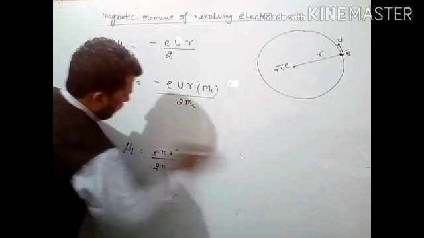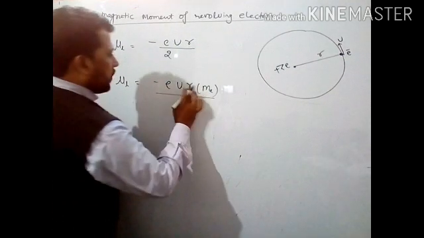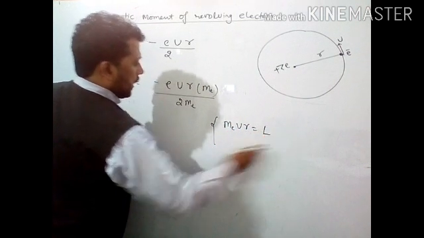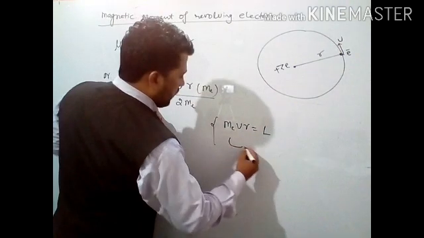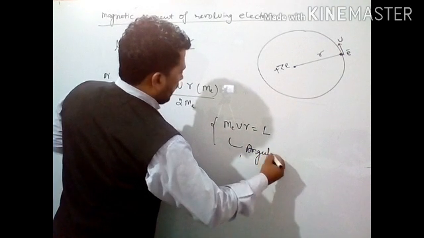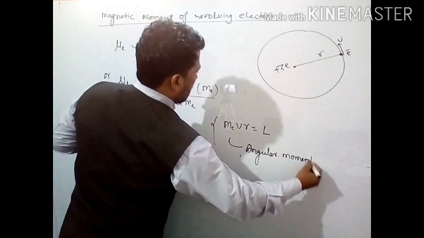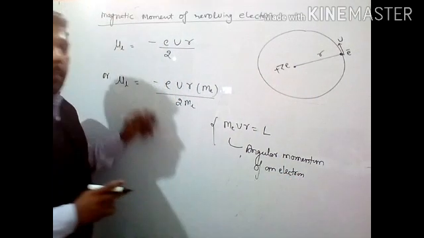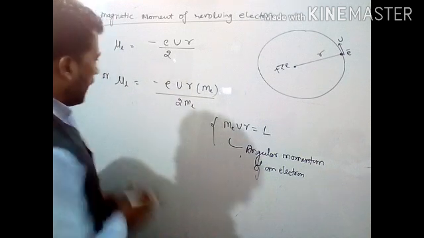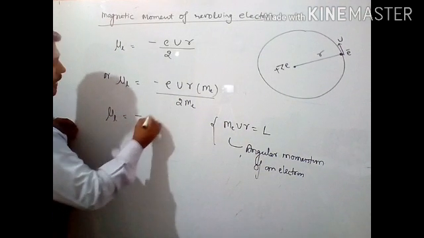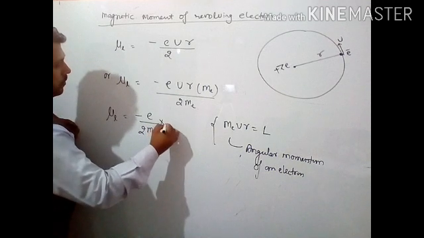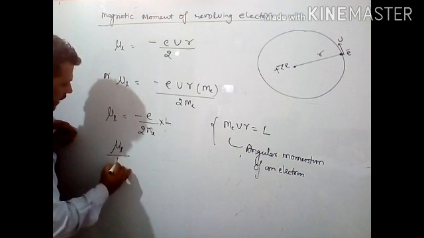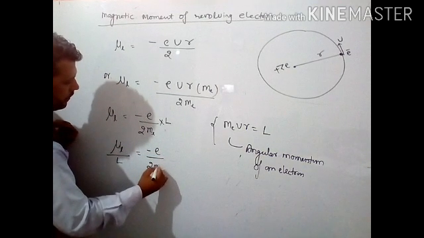You know that m v r is equal to capital L, the angular momentum of the electron, because here we multiplied by me. So mu L is equal to minus e by 2 me into capital L. So mu L upon capital L is equal to minus e upon 2 me.